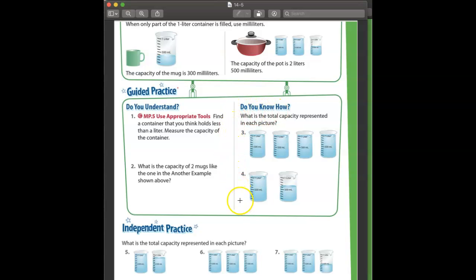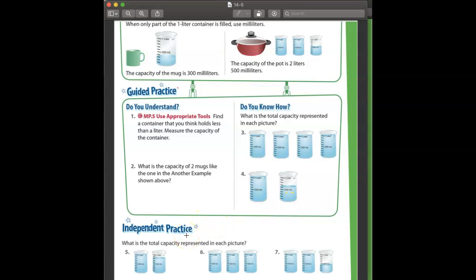Down here, this one has a 1 liter beaker full, and this beaker, it looks like it's full to about the line just over the 500 milliliters. So the capacity of these two is 1 liter, 600 milliliters.